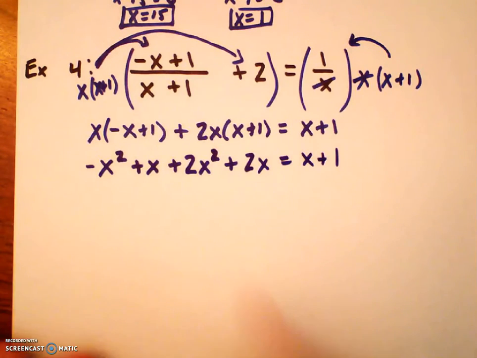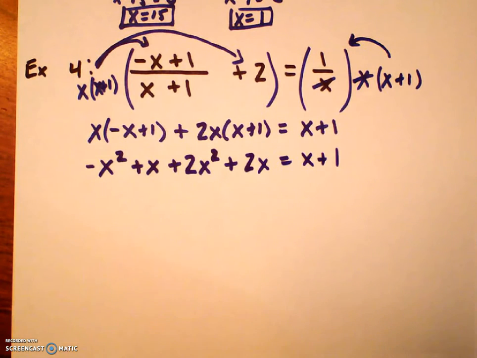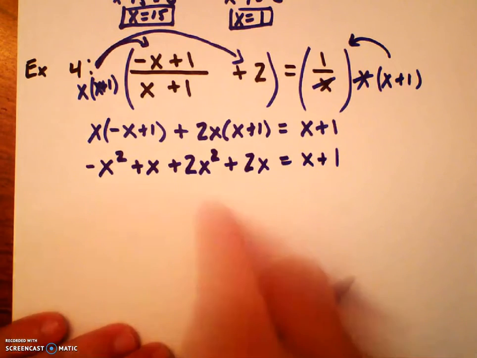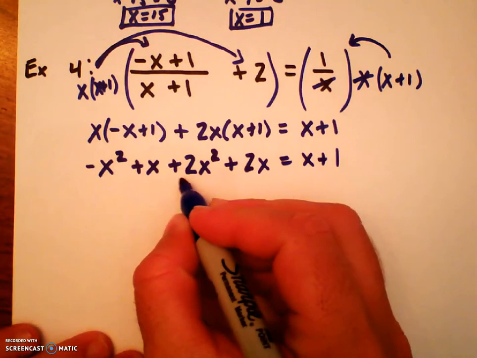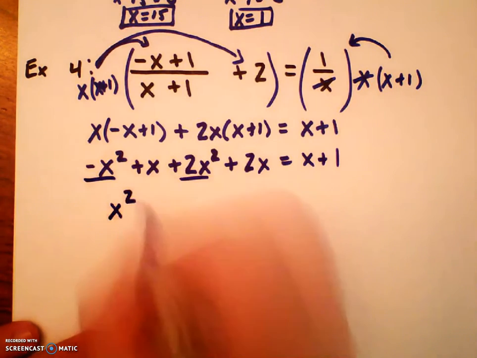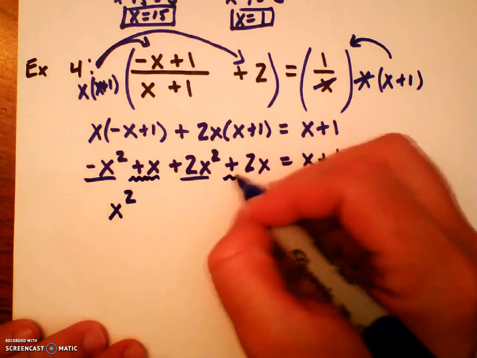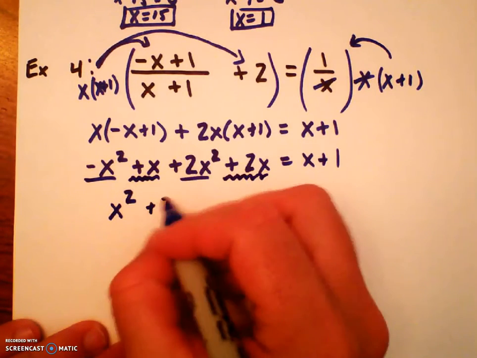And again, we're dealing with a quadratic here. You notice we've got x squared, so we're going to simplify, get all of this set equal to 0, and then factor and solve. So I'm going to combine my like terms. I've got 2x squared and negative 1x squared. That gets me a 1x squared. I've got x plus 2x. That gets me a 3x.